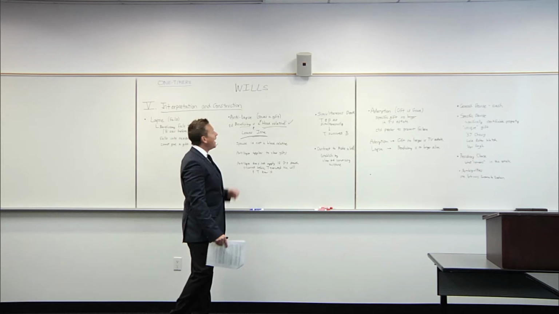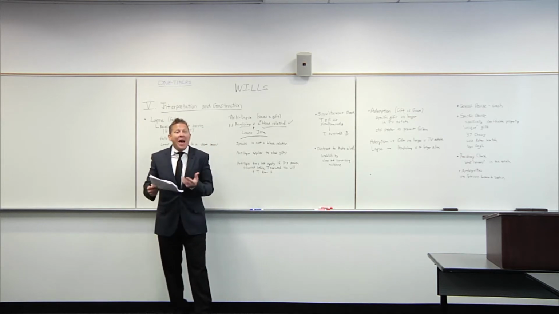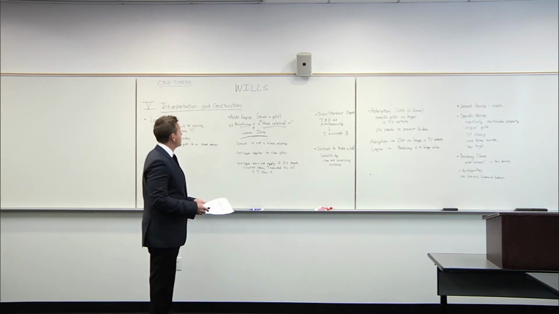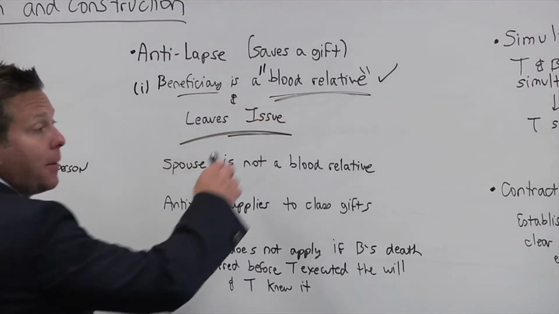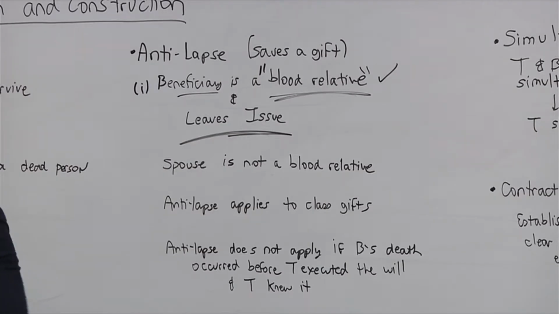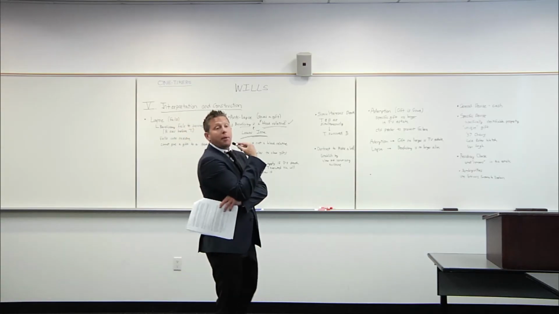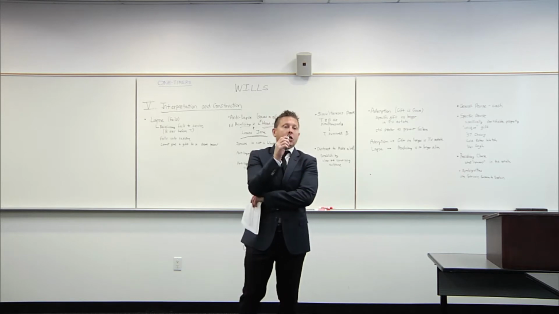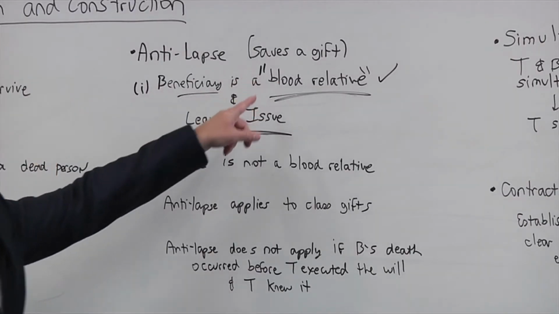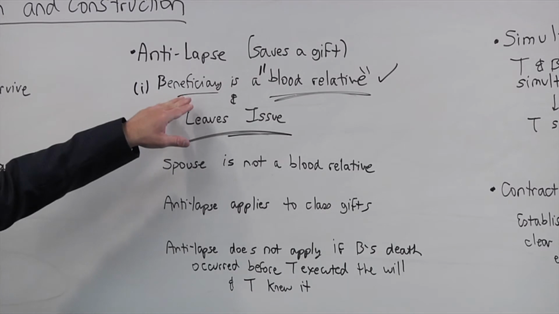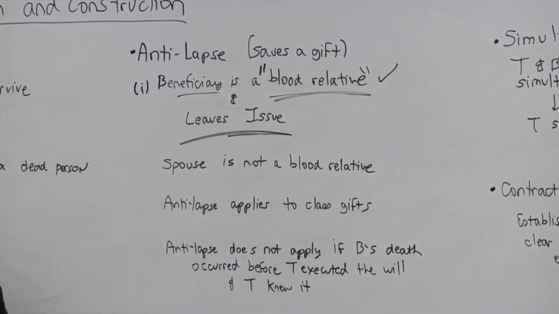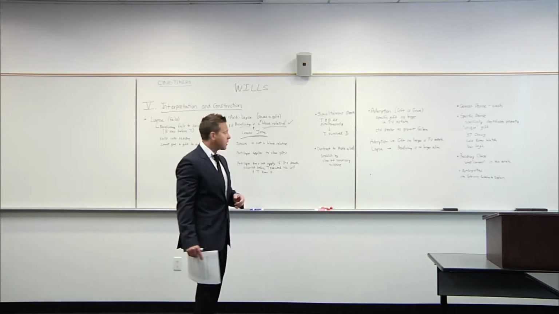So if I had a kid, or if I gave it to one of my two brothers, I do have two brothers. If I gave it to one of them, let's say I gave it to my little brother Jamie, so I give Jamie my sports car, and Jamie dies, and he has a daughter. So what will happen is anti-lapse will save the gift. The beneficiary is a blood relative, my little brother, and my little brother left issue. He leaves a daughter. So his daughter ends up getting my sports car.